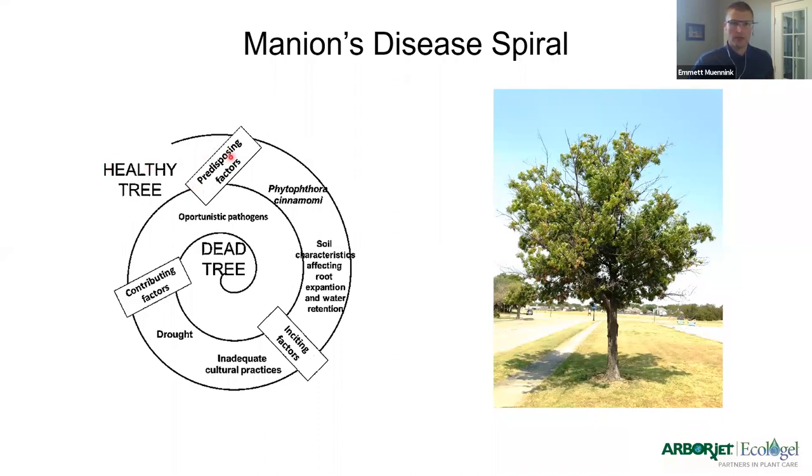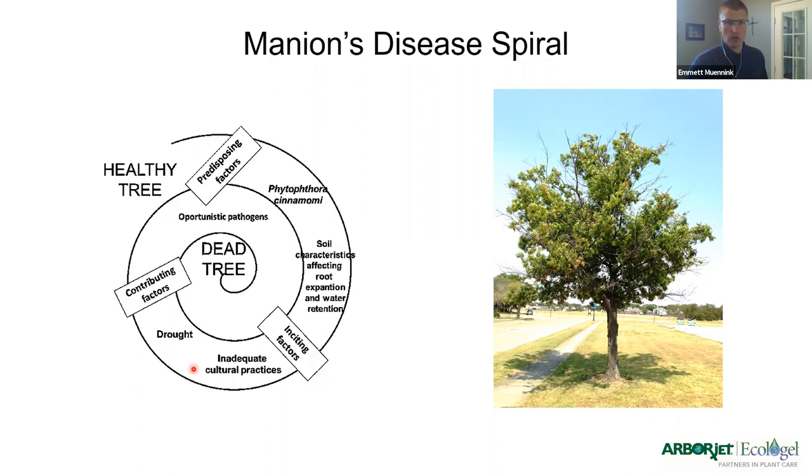Enter predisposing factors. Predisposing factors may be like the tree's age, just like with COVID. The people that are predisposed are the ones that are elderly or have another underlying condition. So that's what a predisposing factor is: something that is unrelated to the disease, but it weakens that tree to where it is more susceptible. So you have a tree that's predisposed, more susceptible, and then comes the inciting factors.